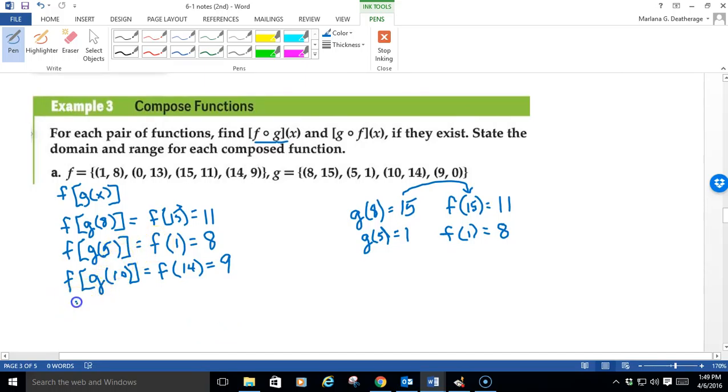Alright, then I have one more to do. F of g of what? 9. So f of, what is g of 9? And then what is f of 0?